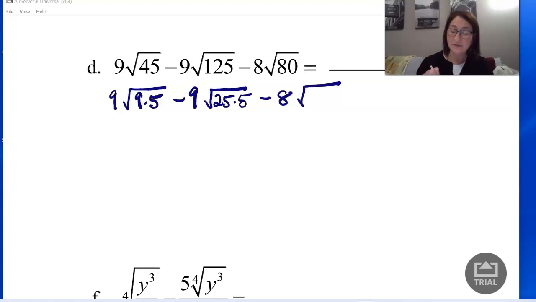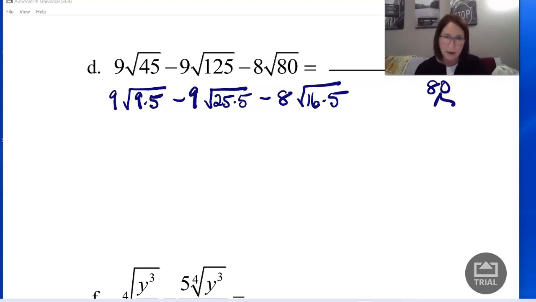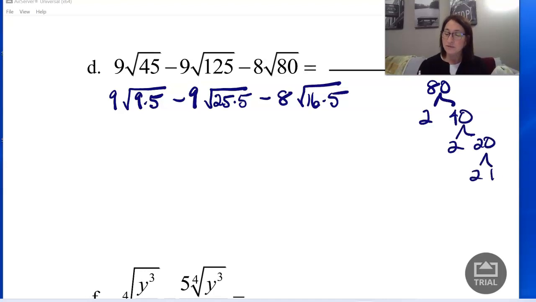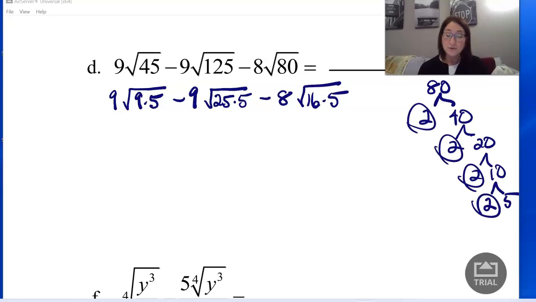16 times 5 gets me to 80. And if that mental math is driving you nuts, you could always do a prime factor tree. I could have done 2 times 40 gets me 80, 2 times 20, 2 times 10, 2 times 5. Well, if you've got 1, 2, 3, 4 2s, that is 16. The square root of 16 is going to be 4.